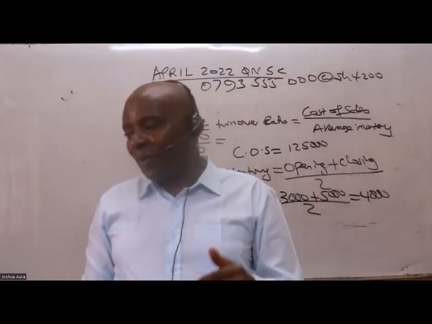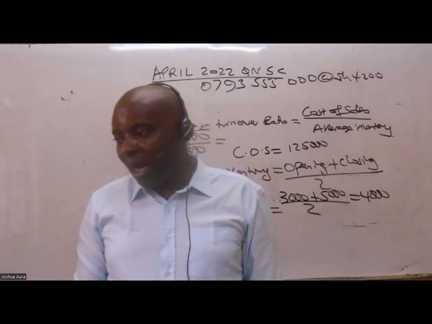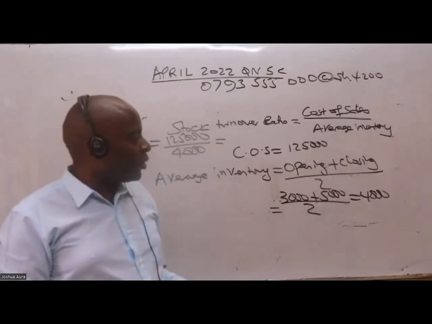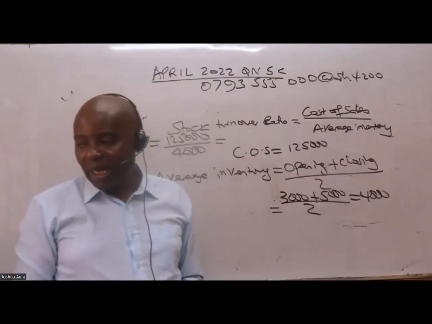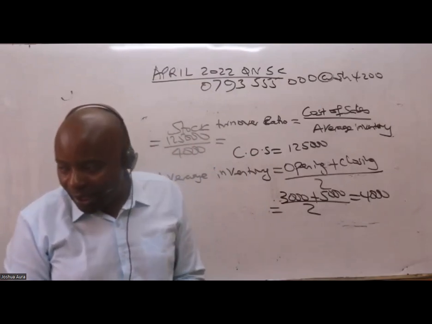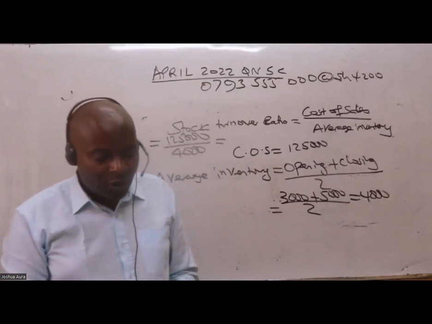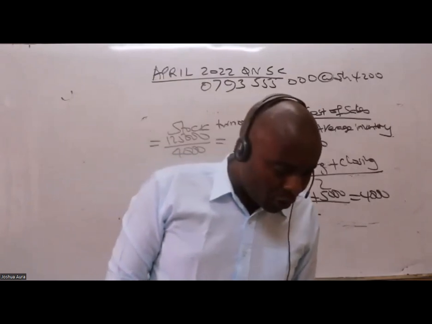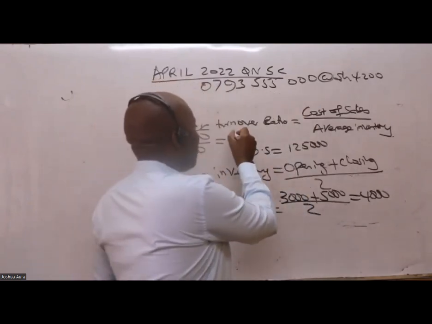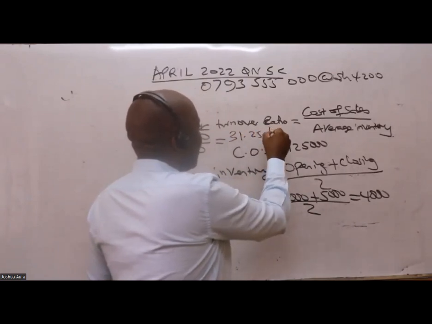So how many times are we talking about, ladies and gentlemen, here? Is it 3 point something, or 31? It is 31.25 times. So you say it is 31.25 times.